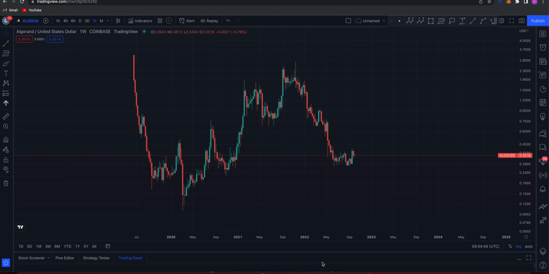So today I'm going to be basically doing an update on a few indicators, a few things that you can add to your charts to help you predict which way the market might move, how these indicators work and where you can find them. Okay, so basically what I've got at the start here, this is Algorand on the weekly time frame.